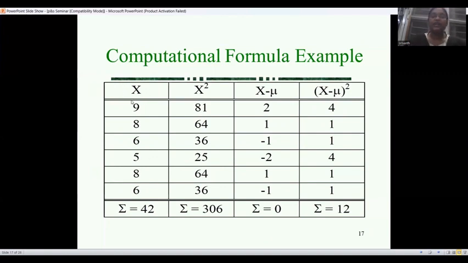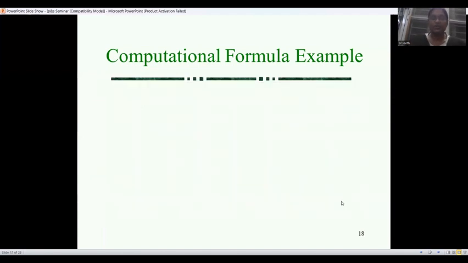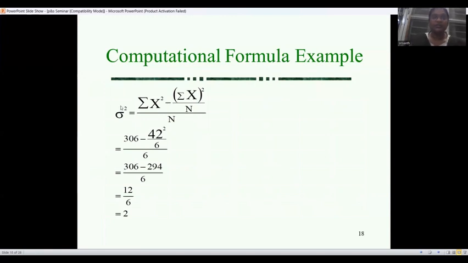and the square of this data is given. We have to sum up all these, and for mu we have to find the mean value and subtract the mean value from this. We will get the summation of deviation square equal to 12 and the sum of deviation equal to 0. So the formula is given from the before data, and the variance is 2.